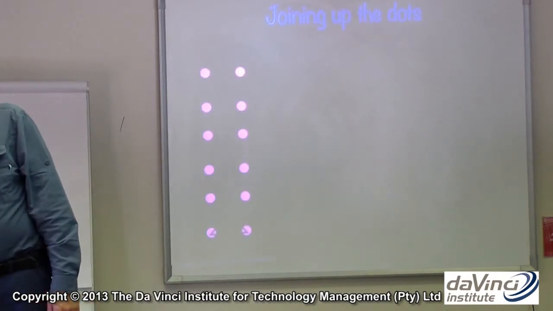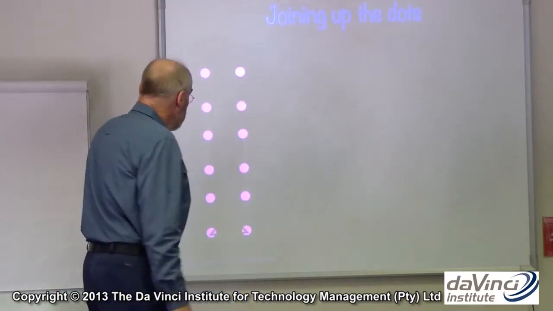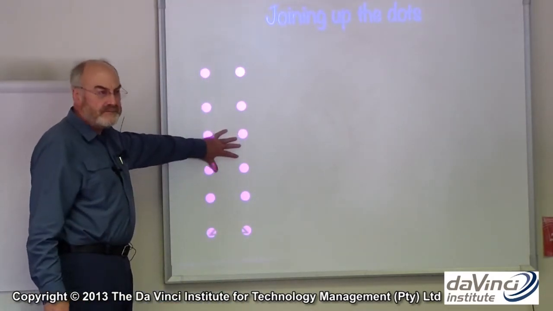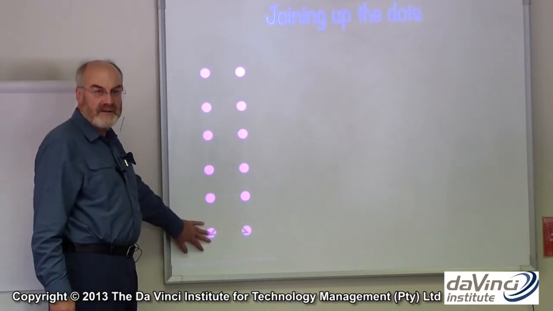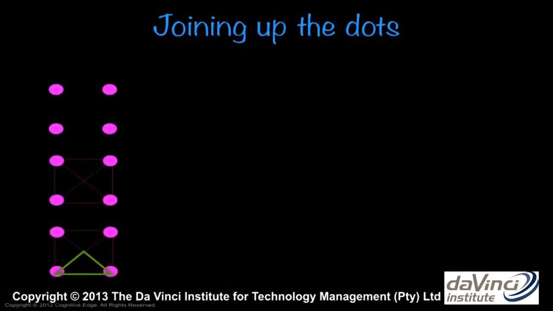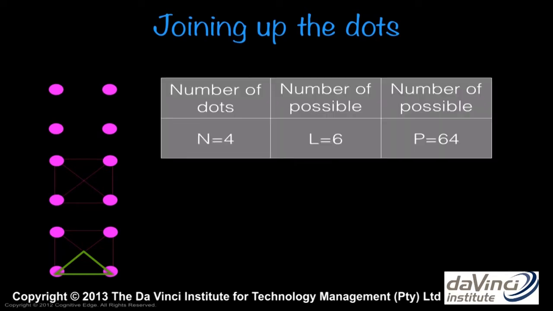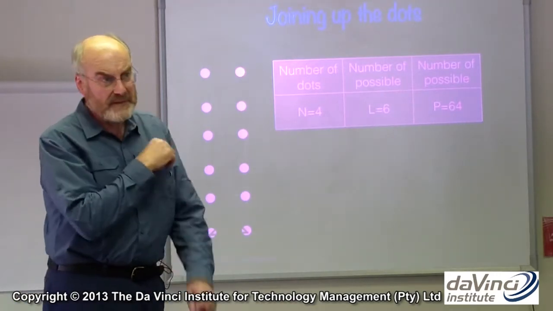Well, just a simple problem for you. If I have four dots, then there are six linkages that can form between the dots. So there are 64 possible patterns. Sorry, the colour isn't coming out, the green's gone. Basically, a pattern is a dot, a link, or any combination of dots or linkages. So four dots, six linkages, 64 patterns. If I go up to 10 dots, how many patterns are there?